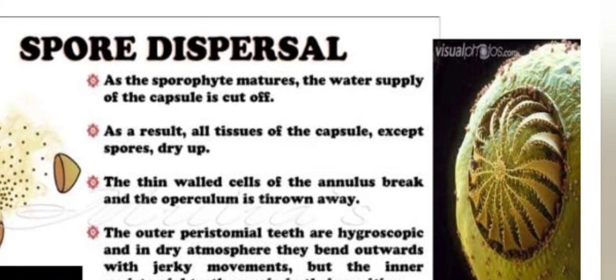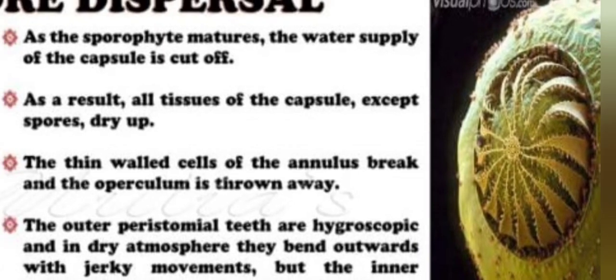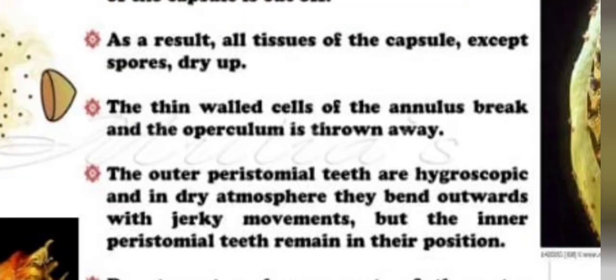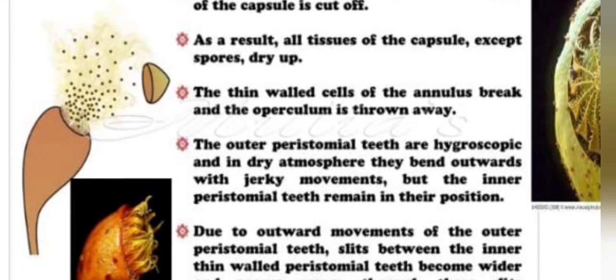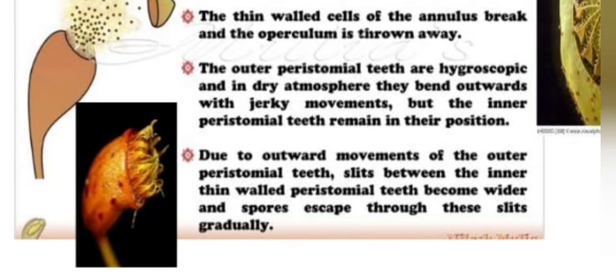Students, let's understand spore dispersal in detail. As the sporophyte matures, the water supply of the capsule is cut off. As a result, all tissues of the capsule except spores dry up. The thin-walled cells of the annulus break and the operculum is thrown away, as you can see in this image. The outer peristomial teeth are hygroscopic and in dry atmosphere they bend outward with jerky movement, but the inner peristomial teeth remain in their position. Due to the outward movement of the outer peristomial teeth, the slits between the inner thin peristomial teeth become wider and spores escape through these slits gradually.